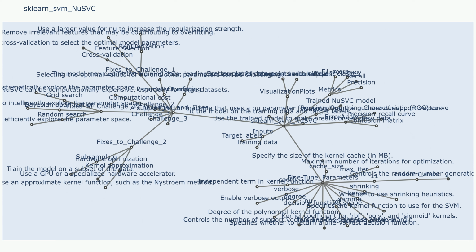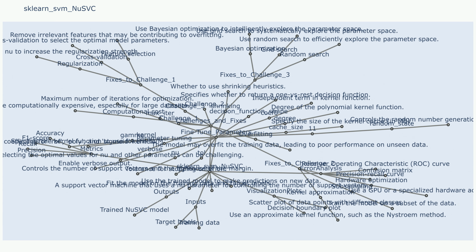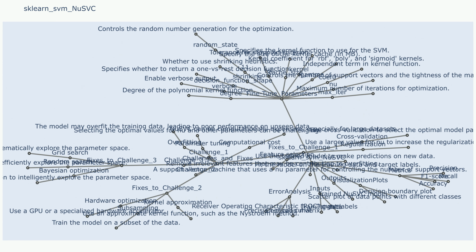Uncertainty methods. Confidence scores: the decision function values can be used to estimate the confidence of predictions. Higher absolute values of the decision function indicate higher confidence in the prediction. Out-of-bag error for models trained with bootstrap aggregating, or bagging. The out-of-bag error can be used to estimate the uncertainty of the predictions.